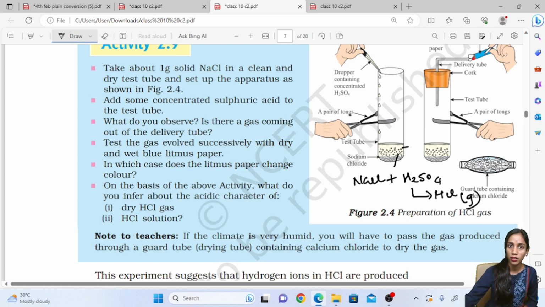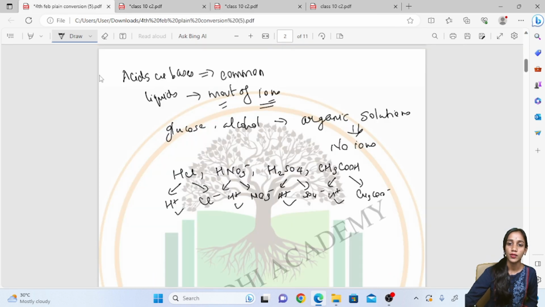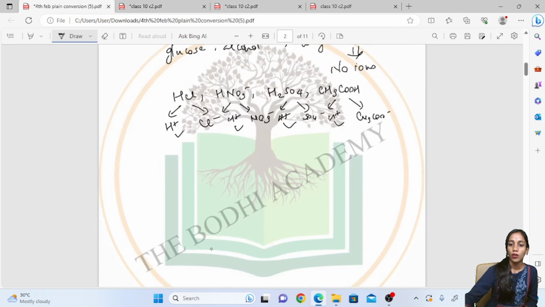So what could be the reason? Then they tried moistening the litmus paper. They wetted the litmus paper and used it for testing. Now, while using the wet litmus paper, the color changed from blue to red. Now what can you conclude from this? What you can conclude is that acids show their acidic properties only in aqueous form.